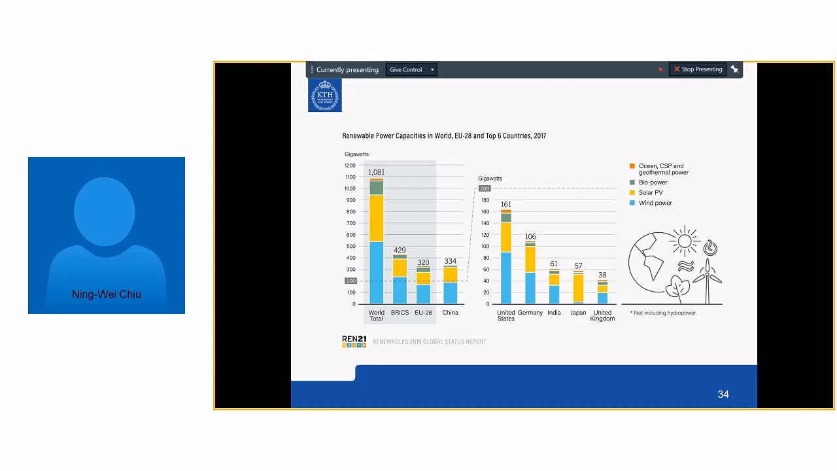This is a picture of the previous table without counting the hydro. If we take away the hydro, we lose directly half of the total renewable energy capacity. And we see here that China is roughly at the same level as the whole EU-28. Who knows what BRICS stands for? Anybody? Brazil, Russia, India, China, South Africa. Yes, good. So we see a distribution here.